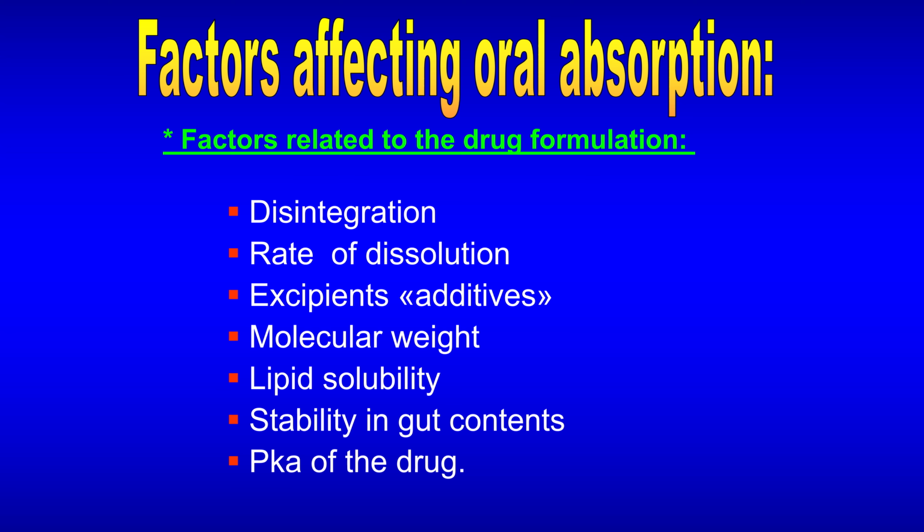Molecular weight impacts the ability of the drug to pass through biological membranes. Lipid solubility is crucial for drugs that need to cross lipid-rich cell membranes. Stability in gut contents ensures that the drug remains effective until absorption. Finally, the pK of the drug affects its ionization, influencing how well it is absorbed.